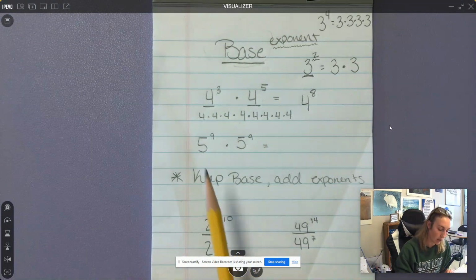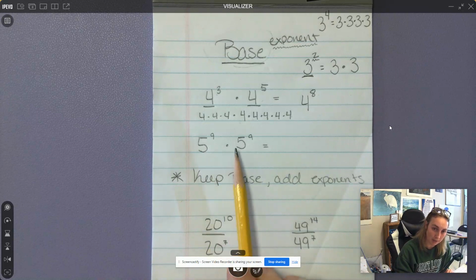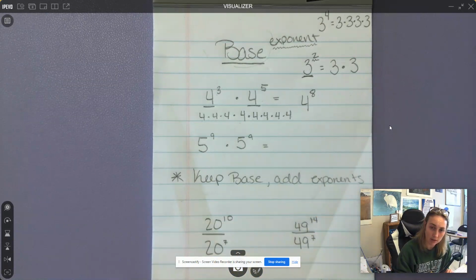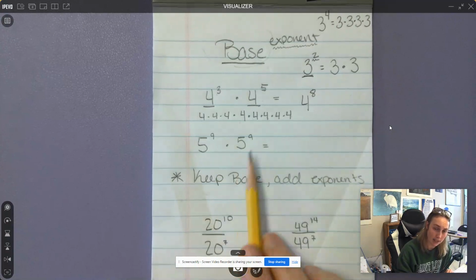When you are multiplying exponents with like bases, so the bases are the same, you're going to keep the base and then you're going to add the exponents. So again, for example, let's look here. We got 5 to the ninth power and 5 to the ninth power.